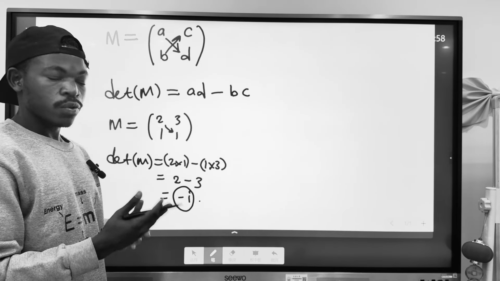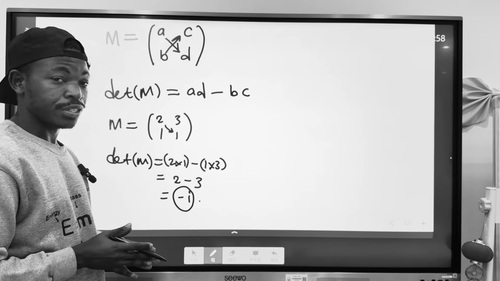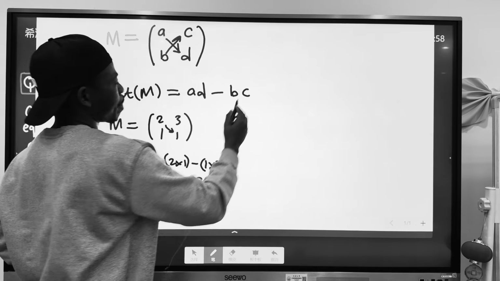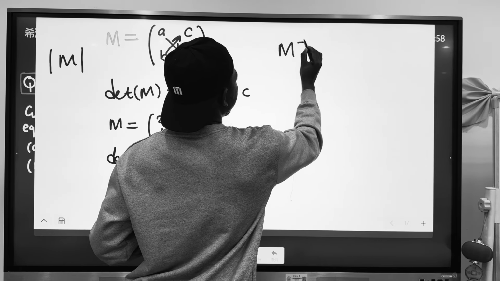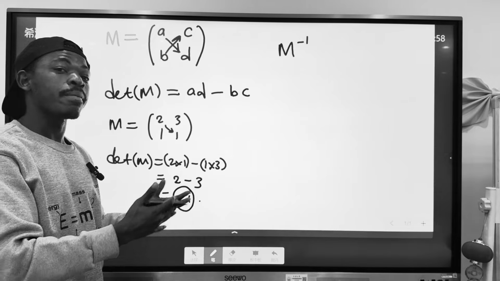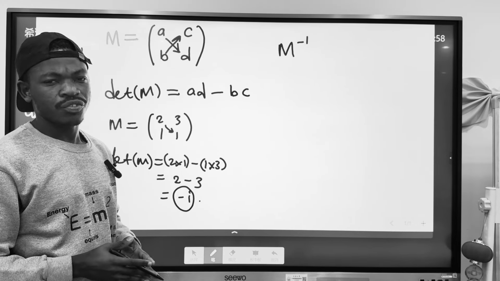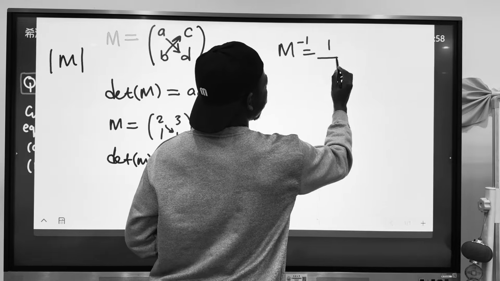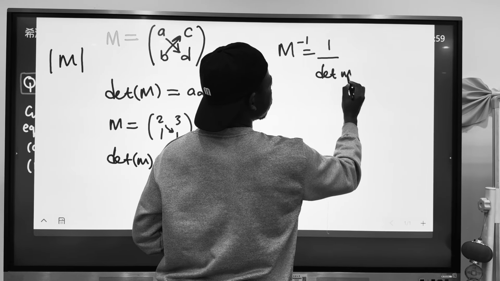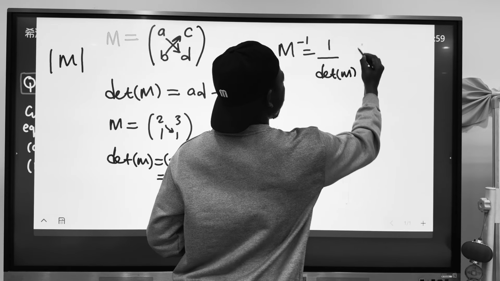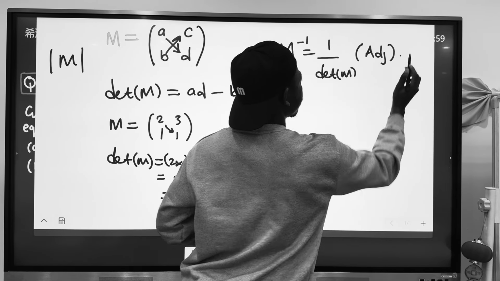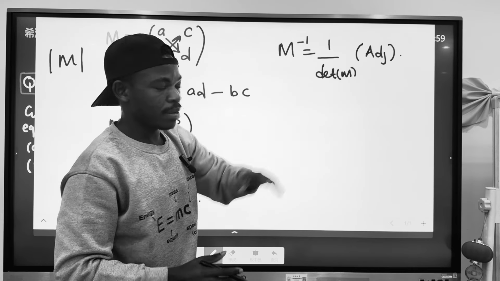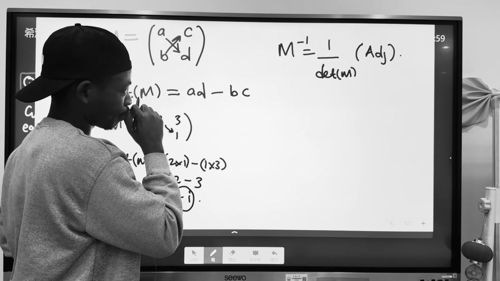Apart from that, there's also another concept that has been asked in this question, that is the inverse of a matrix. To find the inverse of a matrix, you see this written as M to the power negative 1. It means inverse of a matrix. So to find the inverse of a matrix, all you need to do is this. Inverse of a matrix is equal to 1 divided by the determinant of that matrix multiplied by the adjoint of that matrix. Okay? So it's 1 over the determinant of the matrix multiplied by the adjoint of the matrix.